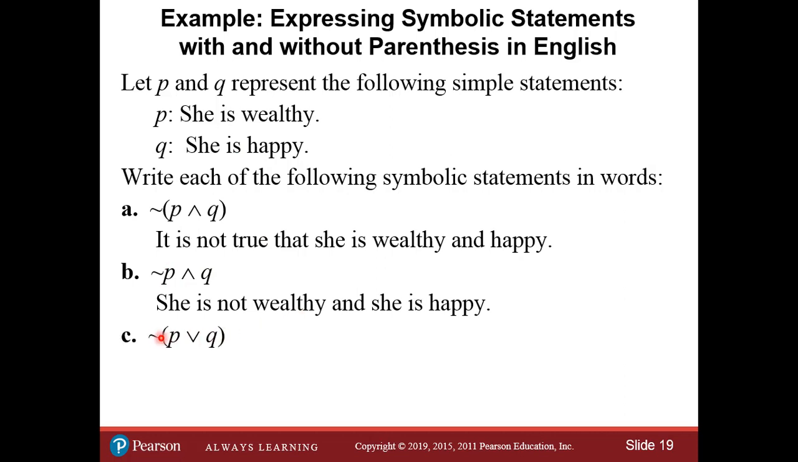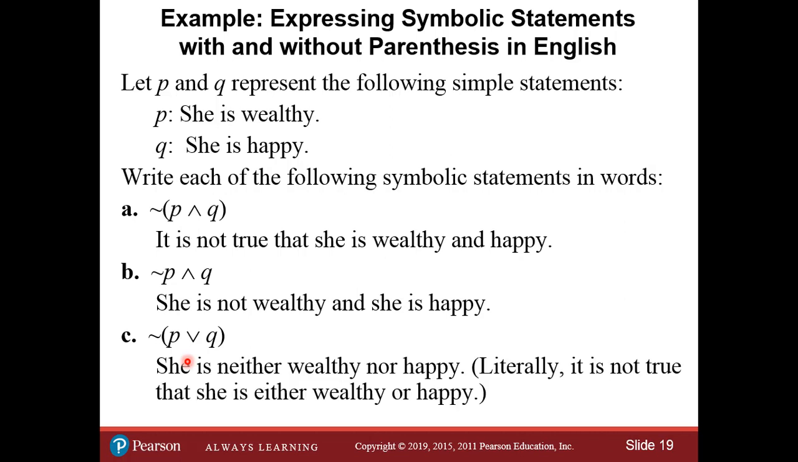Now, what about this one? This is P or Q and then the negation of that thing. So it says she is happy or she is wealthy, or she is happy. So it's not the case that she is wealthy or happy, or both.